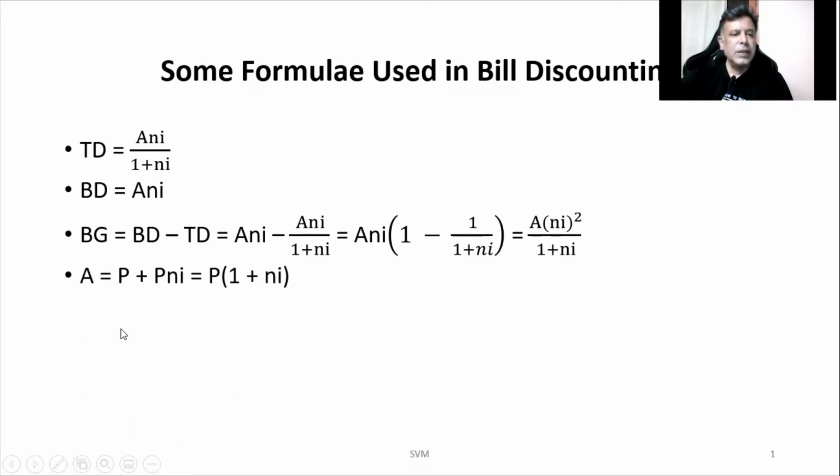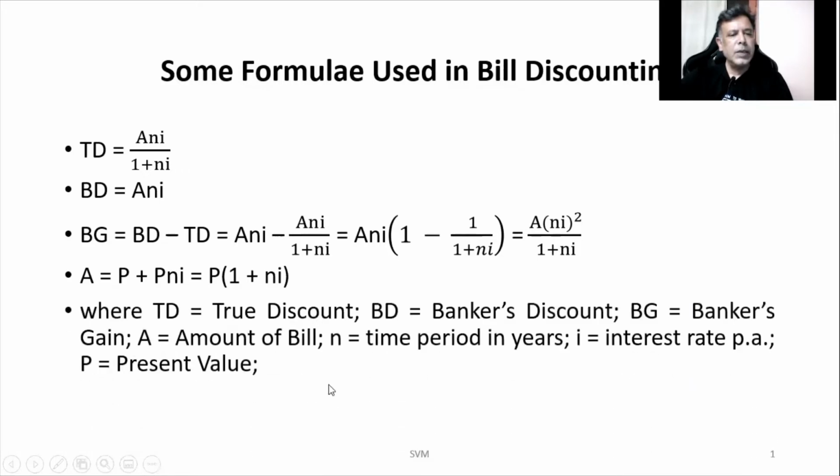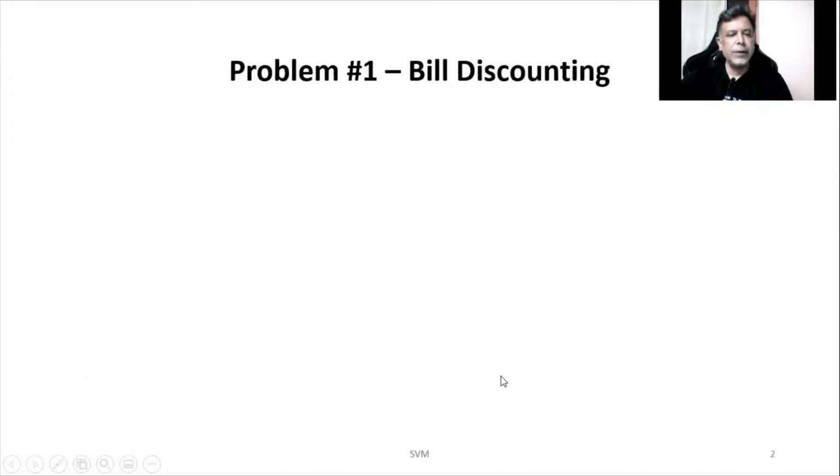Then the bill amount can also be expressed as P plus P times NI. This P times NI is nothing but the simple interest. So here we have P times 1 plus NI. This P is called the present value of the bill amount. So the same thing is said here. TD is true discount, BD is banker's discount, BG is banker's gain, A is amount of bill, N is time period in years, I is interest rate per annum, and then P is present value.